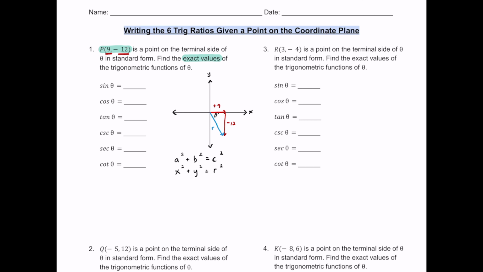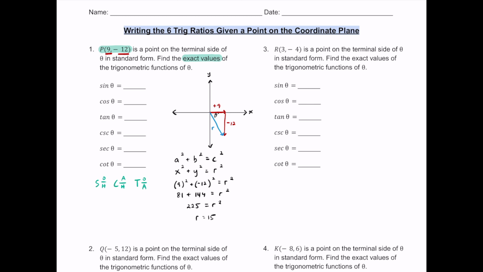Substituting in, we can say that we have this +9 squared plus this -12 squared, and that's going to equal r squared, right? This is going to be 81 plus 144 equals r squared. 81 plus 144 is 225, which is equal to r squared. If you take the square root of both sides, you're going to find out that r is going to equal 15, right? And r is always going to be positive. That's going to be the radius of the circle if you were to look at this as a circle going around, and the r is the hypotenuse.